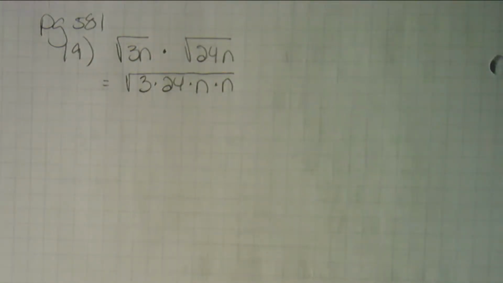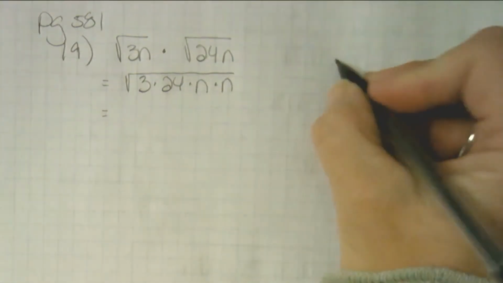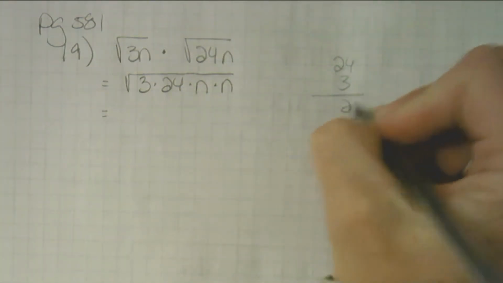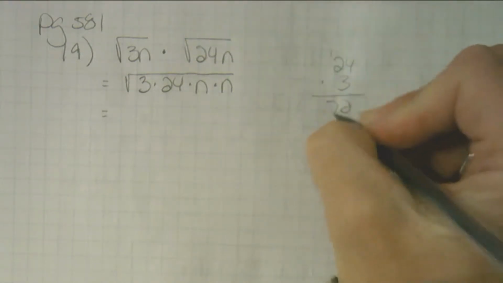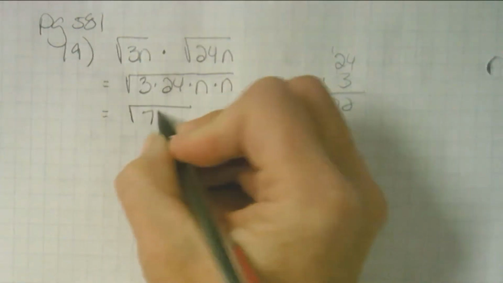Do you guys understand that? Everything I'm showing you should be the steps that you have. Yes? I haven't even finished doing anything yet. I have a question. Okay. All right, so off to the side, I'm going to do 24 times 3, which I think is 72. So I have 72 times n squared.